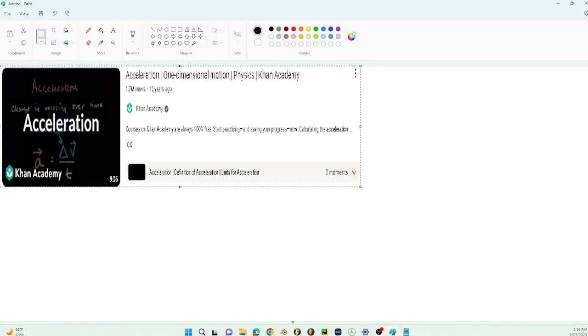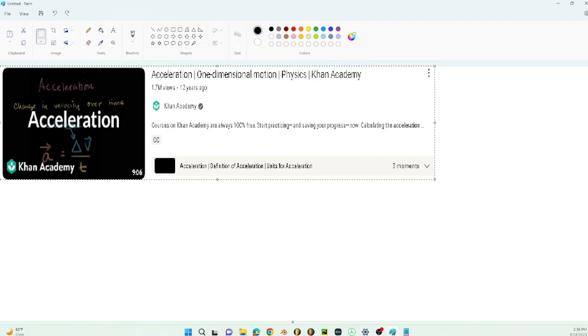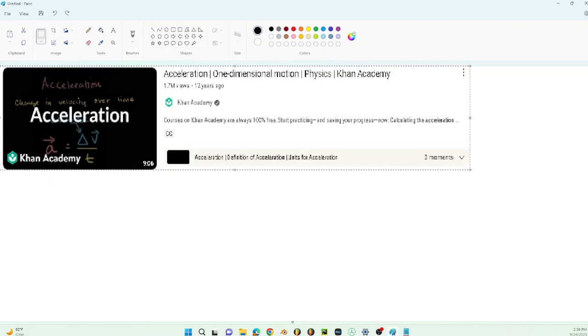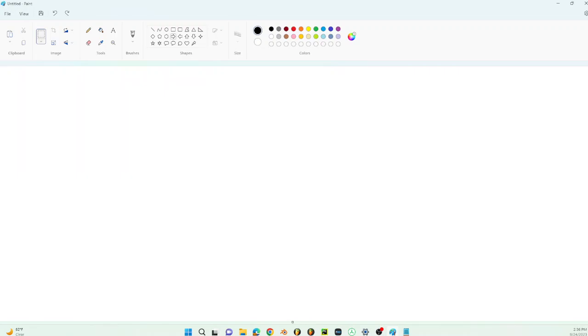All right, this is question 6 of homework 2. And this just requires you to have an understanding of acceleration. If you do not understand acceleration very well, I do advise that you watch this video by Khan Academy or any other video on acceleration by perhaps Organic Chem Tutor. Understanding the concepts of acceleration is essential to solving this problem. If you understand acceleration, then this problem will be quite easy for you.